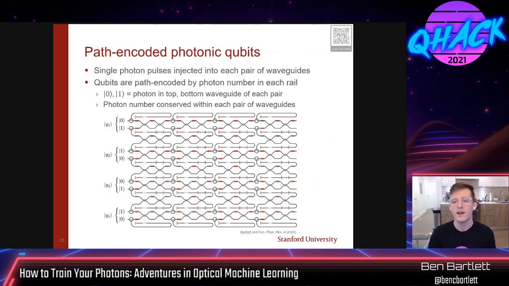So in this device, qubits are encoded as temporally separated single photon pulses, which you just sequentially inject into the inputs of the device. The qubits are path encoded by the photon number within each pair of waveguides. So the basis states, whether each qubit is 0 or 1, correspond to whether the photon is in the top or bottom waveguide of each pair. Importantly, the photon number within each pair of waveguides is conserved. So photons can alter the phase of other photons with nearest neighbor interactions, but they don't ever cross over into their waveguides. So at any point in this device, the total photon number in a pair of waveguides, which collectively represents a qubit, is exactly 1.